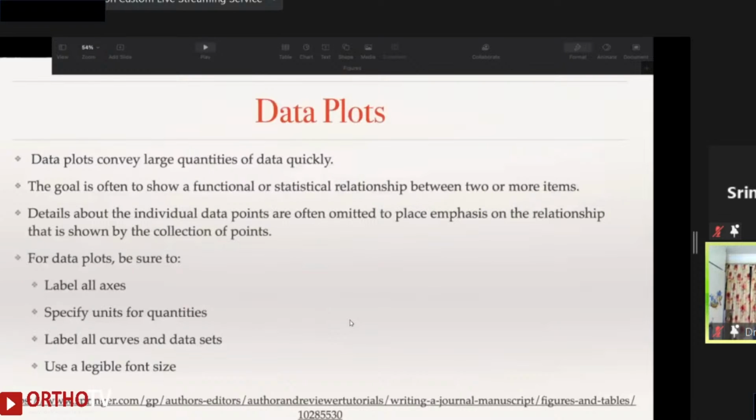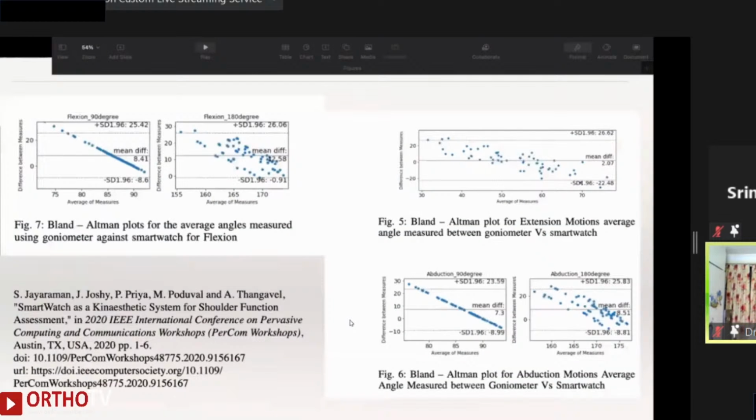Data plots are relatively more difficult to read. Many of us just skip them, but they are used to show functional or statistical relationship between two or more items. So here, individual data points are often omitted. You don't need to give the values for individual data points, but you show them across the axis and depict the relationship. So label the axis, specify units for quantities, label the curves and data sets, and use a legible font size.